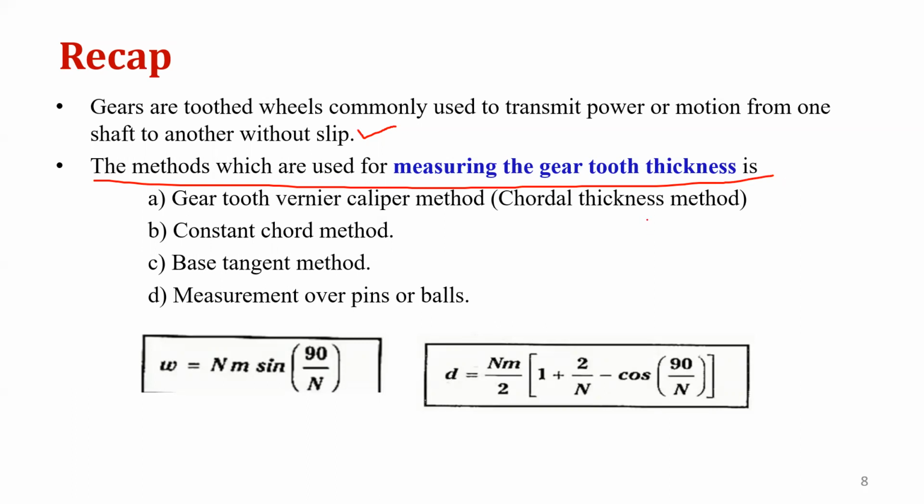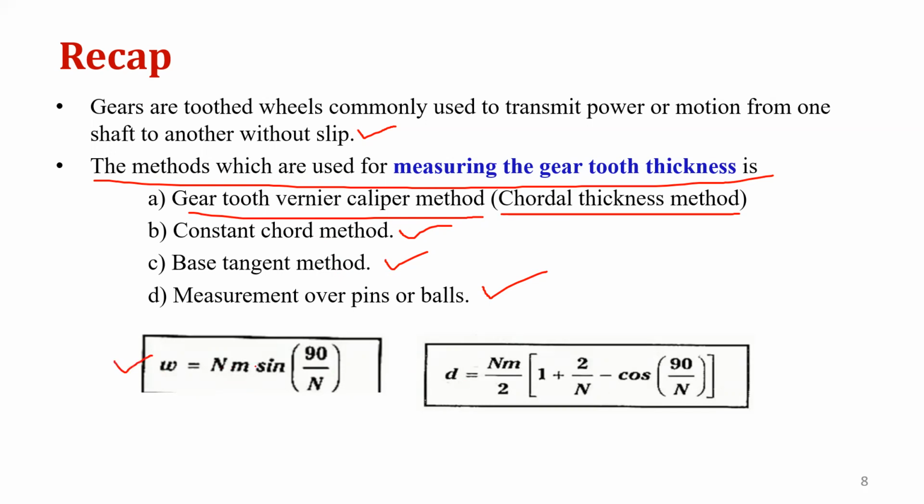So in lecture 4, we discussed the gear tooth vernier caliper method and the chordal thickness method. We have the other 3 methods also: constant chord method, base tangent method, and measurement over the pins or rollers. In that, we explained the gear tooth vernier caliper method. Practically, we can also derive the expression to calculate the chordal tooth thickness.